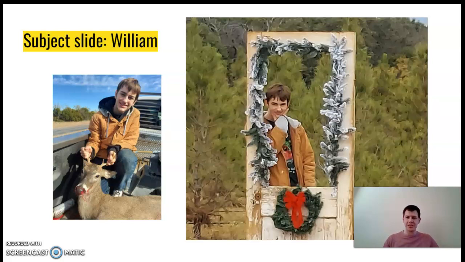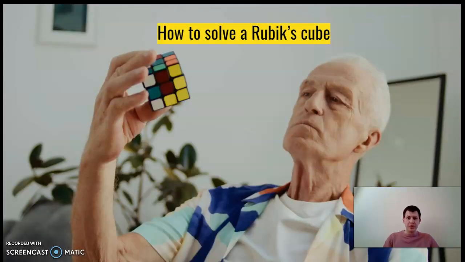So I decided to choose my younger brother, my youngest brother actually, William. He is 13 years old. Make sure I'm thinking about that right. Yep, he is 13 years old. His birthday is in September. So I decided that I wanted to teach him how to solve a Rubik's Cube.